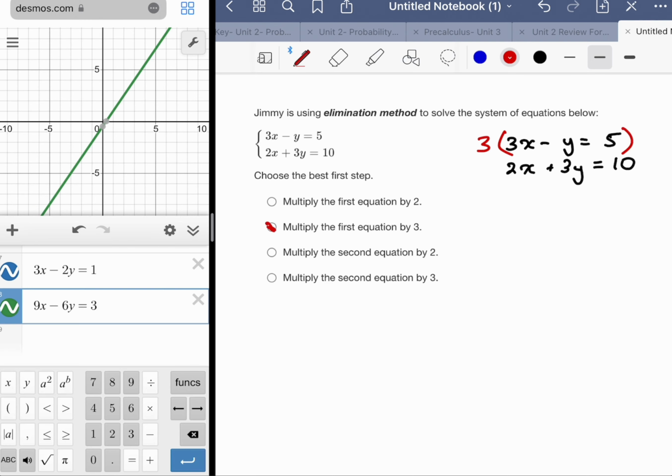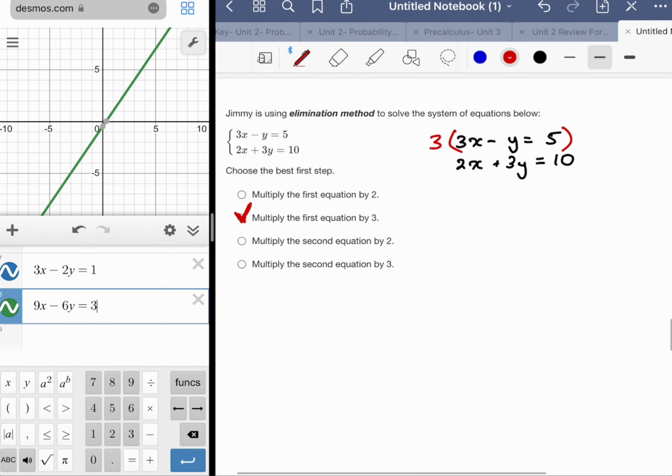Now just as a refresher, I know this question isn't asking for it, but we are reviewing, so why not, right? 3 times 3x would be 9x minus 3y is equal to 15.